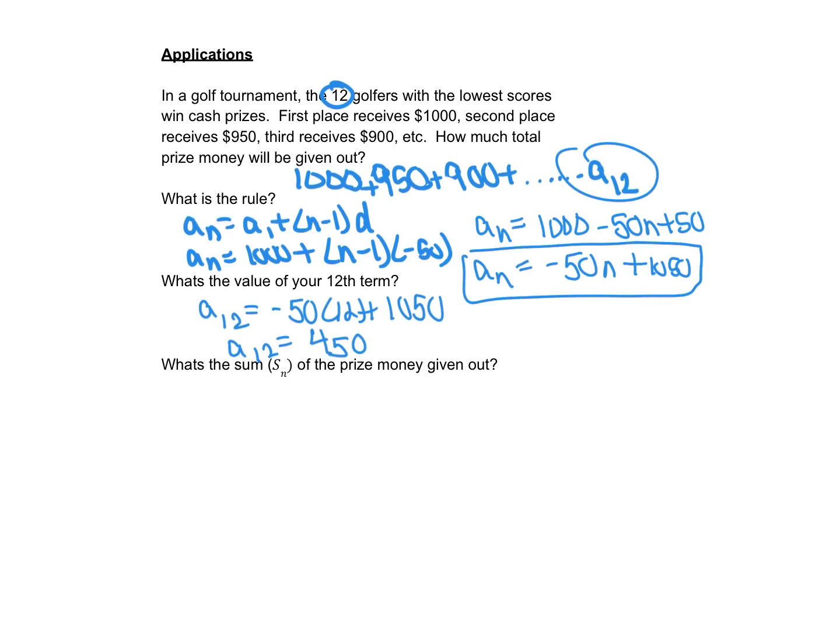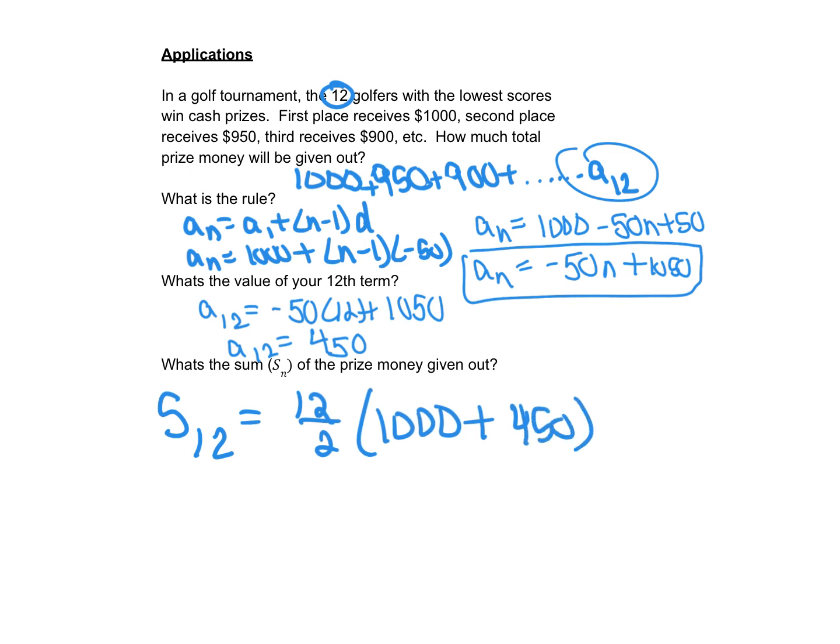Okay, so if we are going to figure out how many dollars are totally given out for the top 12 golfers, we would do our S sub 12 because we're finding the sum of the first 12. That is going to be n over 2 times the first term plus the last. That's our formula. So we're going to have 12 over 2 times our first money value, 1,000, plus our last, which is the 12th, which is 450. So 12 divided by 2 is 6, 6 times 1,450, they give out $8,700 in cash prizes.